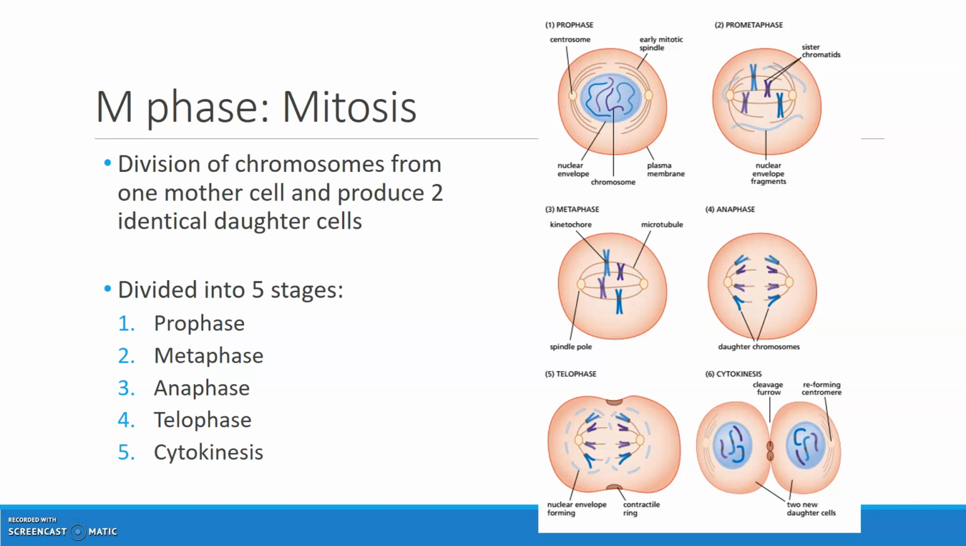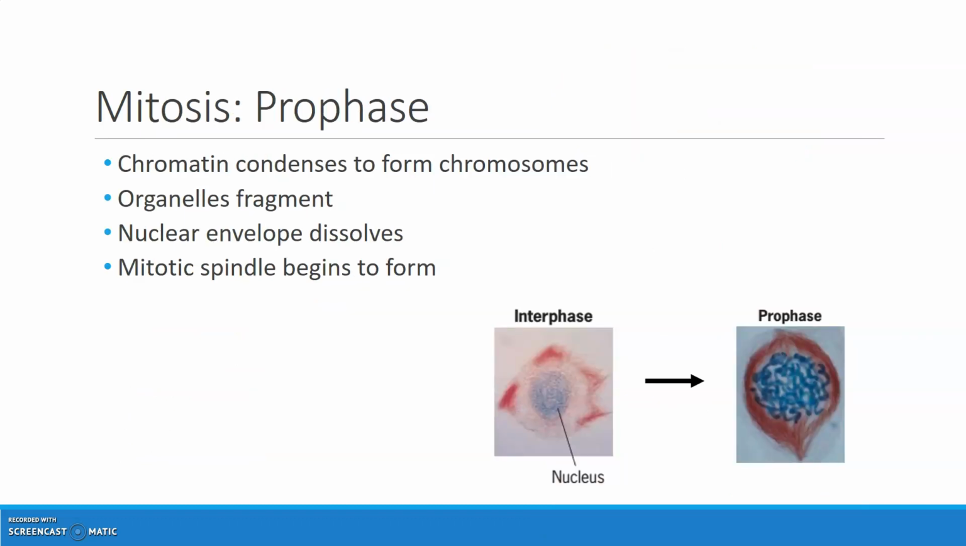And so in mitosis, not only are the chromosomes split, the cytoplasm or the cells are split as well. And mitosis is divided into 5 stages for the purposes of this class: prophase, metaphase, anaphase, telophase, and then cytokinesis, which is the physical division of the cytoplasm. And I'm going to talk more about each of these stages in more detail in the next couple slides.